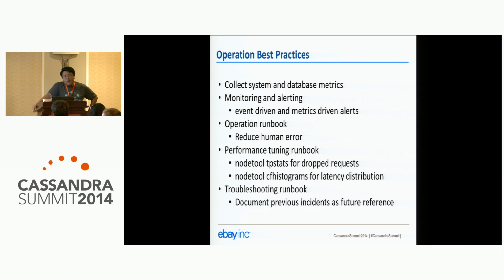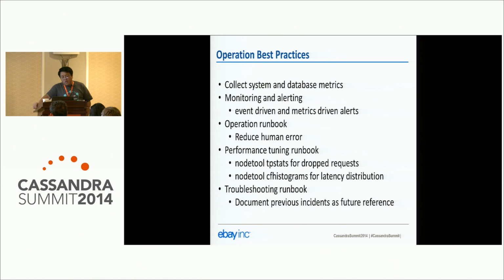Also, based on our past usage, we set up certain performance tuning runbooks. So which tool can you use to look at a certain problem? For example, we have nodetool tpstats, and we have nodetool cfhistograms. Also, we have data generated from those daily and 15-minute metrics. So we can look at it, try to identify the problem, and take action accordingly.